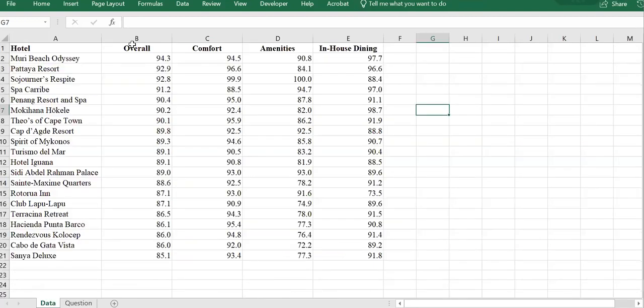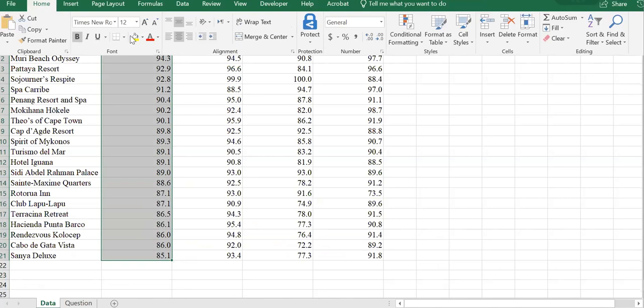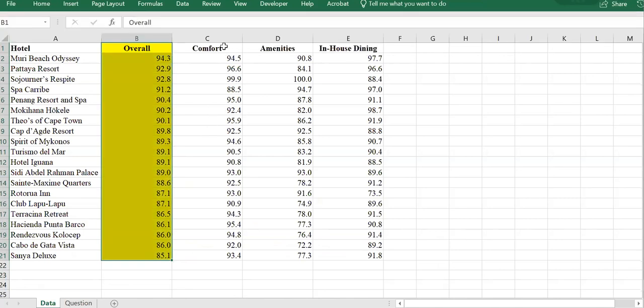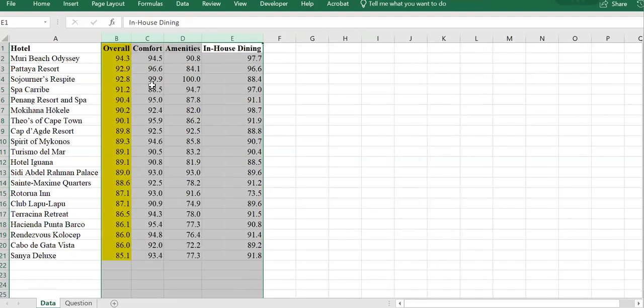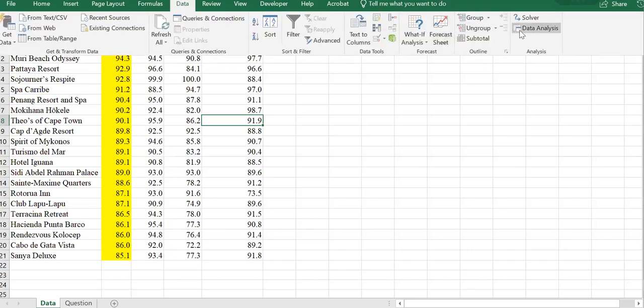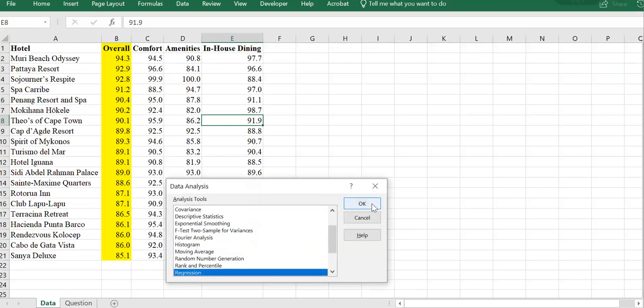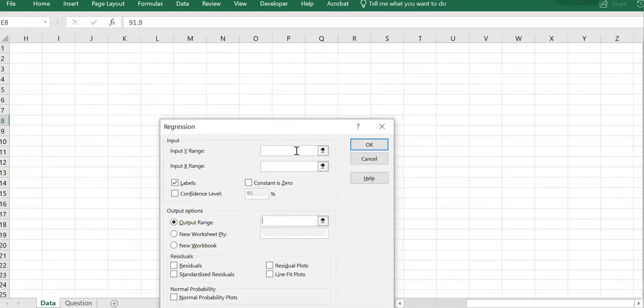So this is the data file. I have overall scores. This is my dependent variable, the variable that I want to predict, and these three are my independent variables. They're the candidate independent variables that I have. So I'm going to run first a regression model that includes all of the three. I'm going to go to Data tab, Data Analysis, Regression Tool, and here I have some inputs from a previous question. I'm going to remove those.